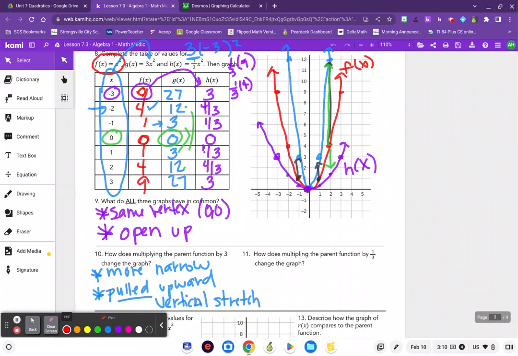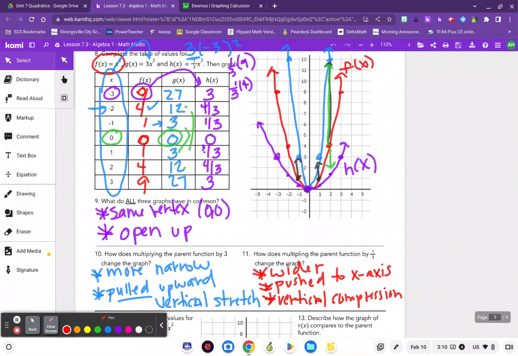11 says, how does multiplying the parent function by 1/3 change the graph? Well, again, I still have (0, 0), but to me, this graph looks wider. It's wider than the parent function. And it looks like it's being pushed down, or pushed to the x-axis. In fact, we call that a vertical compression. Compression means to be pushed, to compress. If I push down on a rubber band, it's going to get fatter or wider.